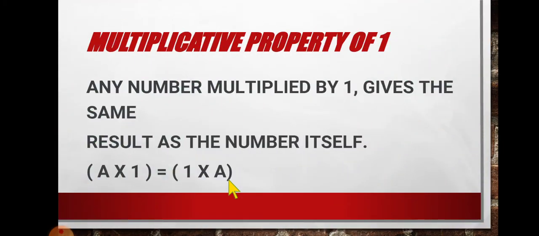Let's see our next property, the multiplicative property of 1. Any whole number multiplied by 1 gives the same result as the number itself. A multiplied by 1 or 1 multiplied by A. For example, 2 multiplied by 1, we will get 2, or 1 multiplied by 2, in that case also we will get 2.